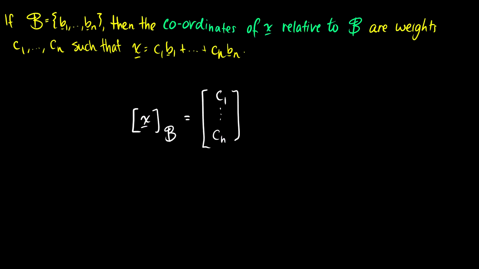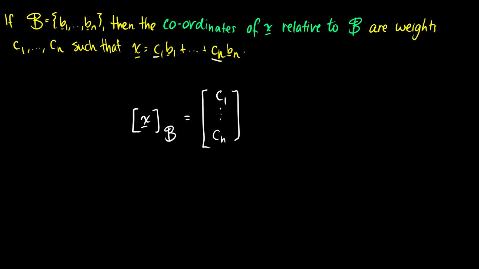Okay, so now that we have the unique representation theorem, we can talk about the coordinates of x relative to b. So let's say we have a vector x, and when we have the vector x relative to b, it's going to be the coefficients of the equation, so c1 through cn.